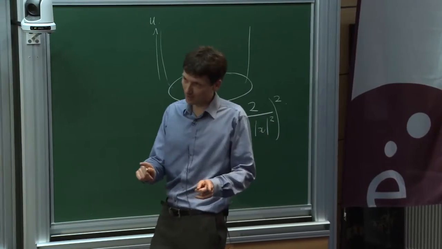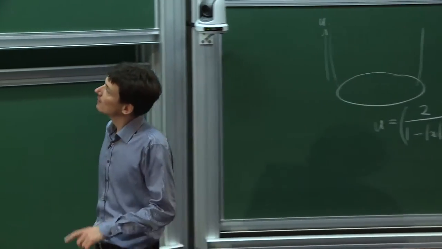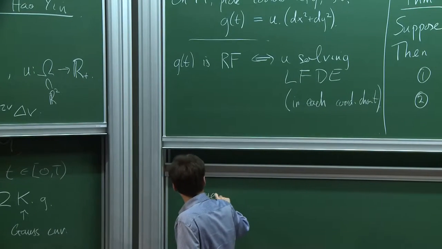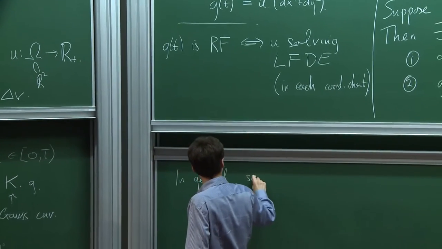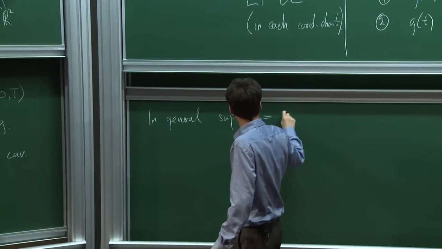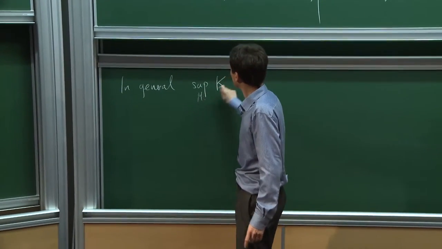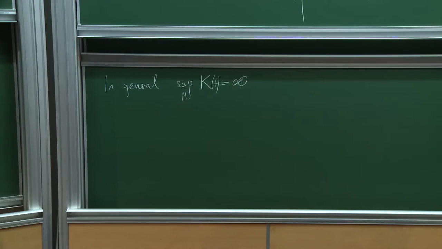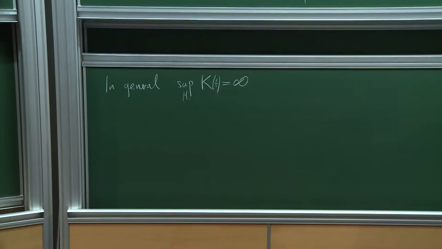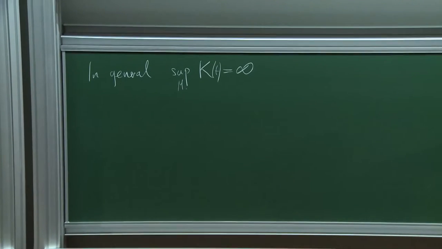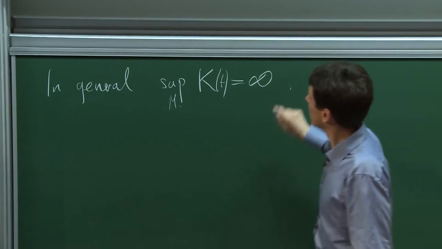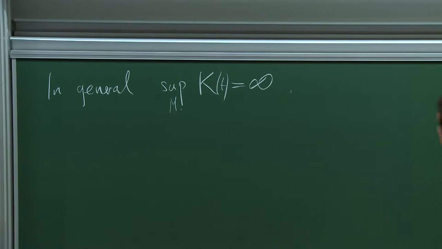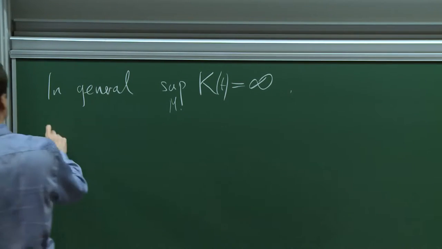But only smoothly locally, because in general, maybe I'll write that down. So in general, the curvature supremum is infinity, a little bit later, or initially, or whatever. So it's not regularizing you to a hyperbolic metric. Sort of uniformly.